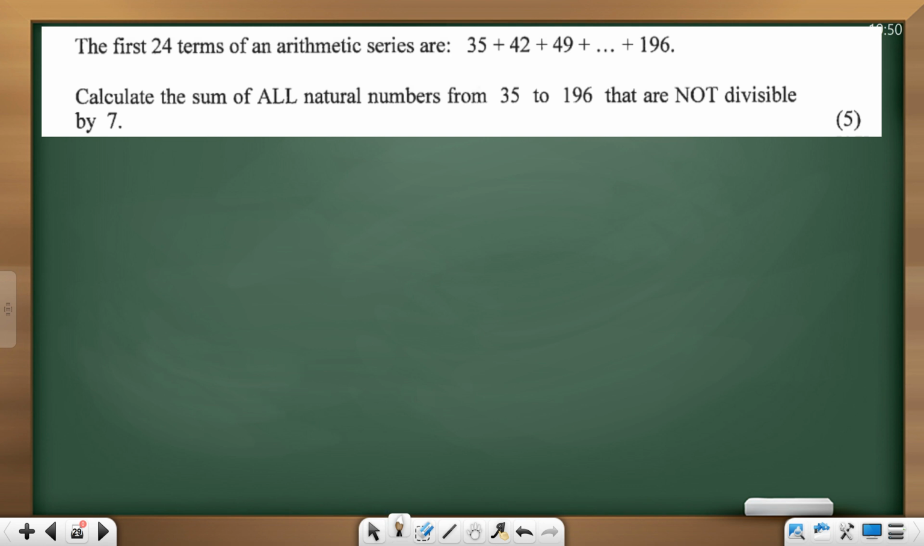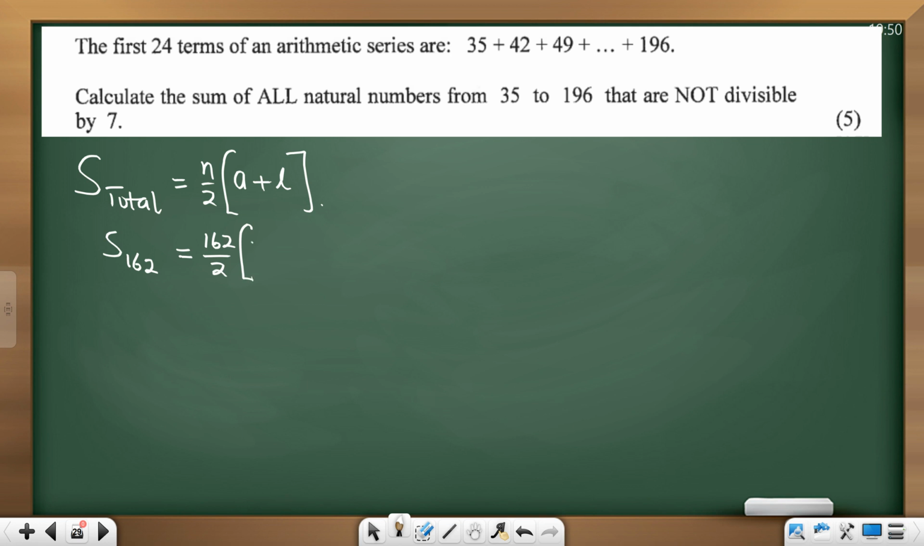From 35 to 196, what is the sum of the total first? Know the formula, n over 2 into bracket what? How many terms are here? What is 196 minus 35, plus 1? Remember, top minus bottom plus 1. So we're looking at S162. 162 over 2. What's the first term? 35 plus 196. Please give me an answer here.